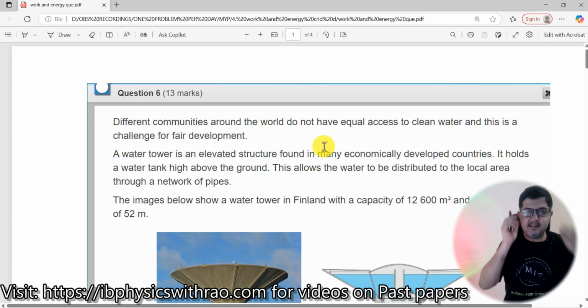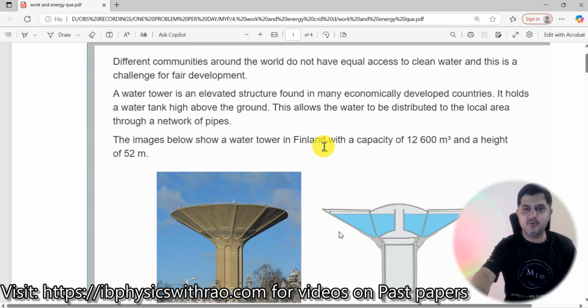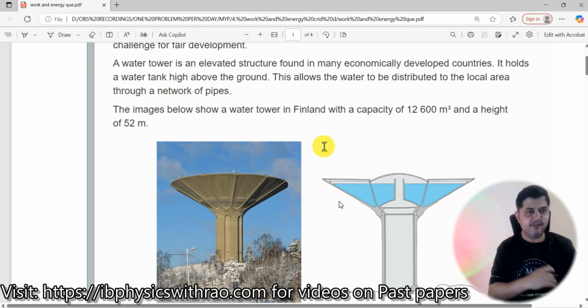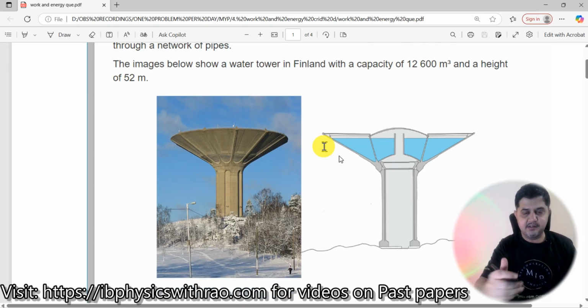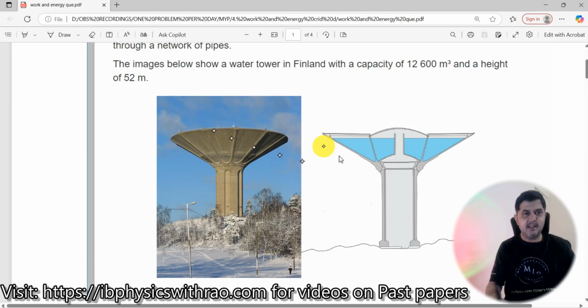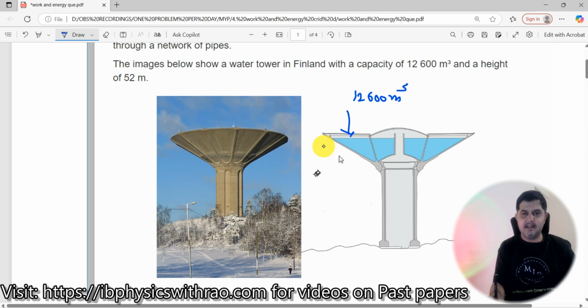The water tower is an elevated structure found in many economically developed countries. It holds a water tank high above the ground. This allows the water to be distributed to local areas through a network of pipes. The image below shows a water tower in Finland with a capacity of 12,600 m³ and a height of 52 meters. So the data given to us here is that the volume of this water is 12,600 m³, and the height seems to be 52 meters.